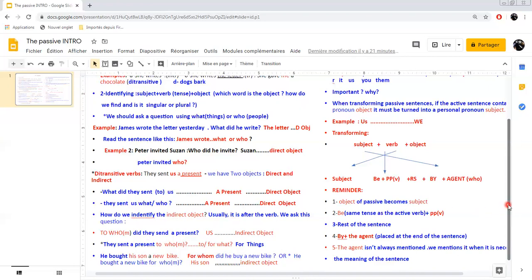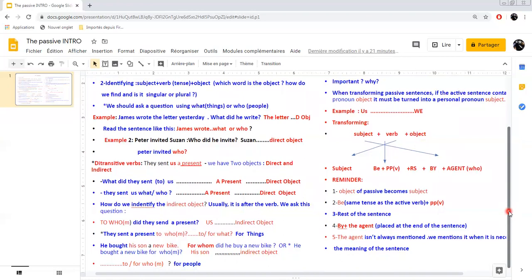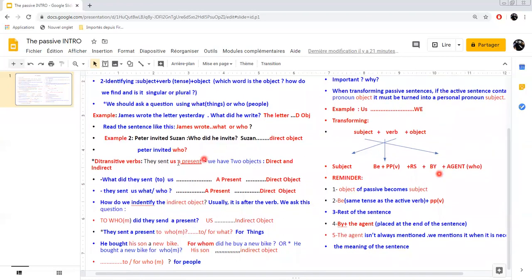Then my question here is, to whom or to who? You can ask many questions, of course. We say, to whom did they send a present? Or we can say, who did they send a present to, or whom did they send a present to? So my answer here is us.